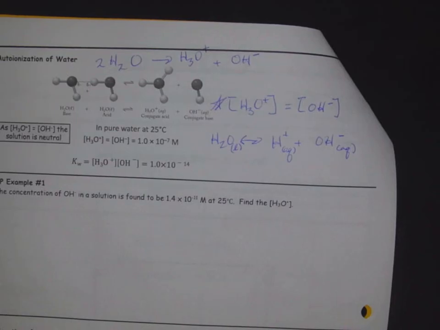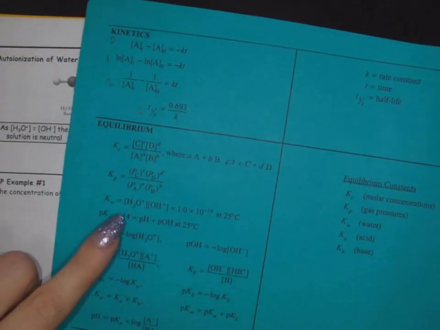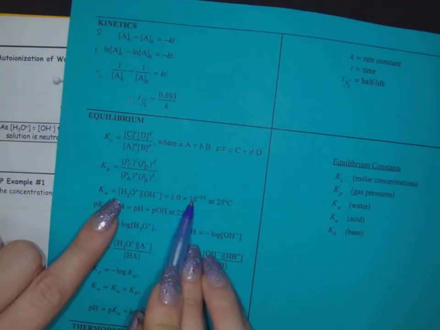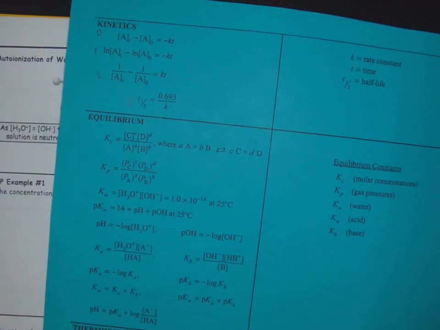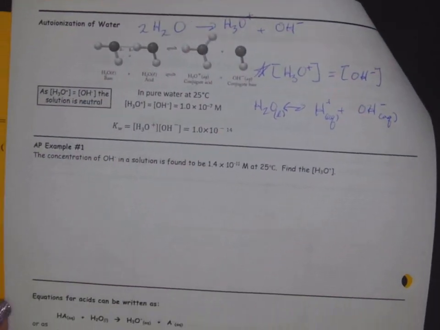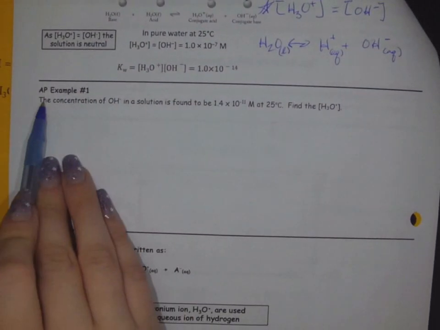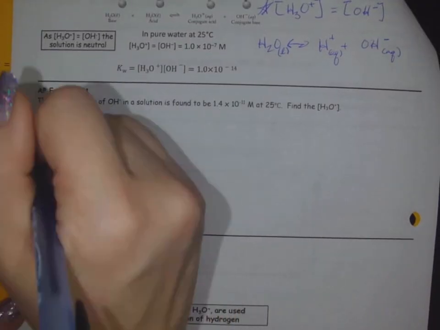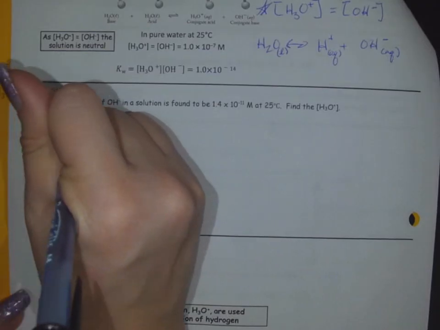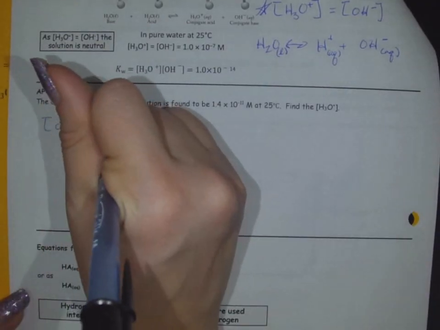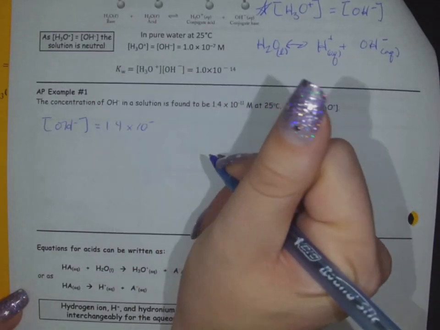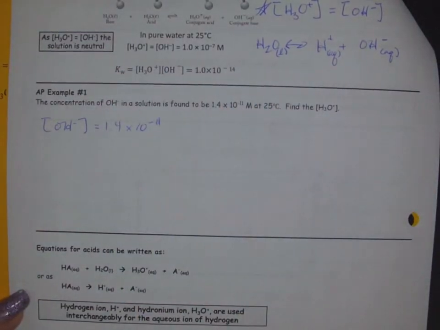All right, great. Reminder, that's provided for you. The concentration of hydronium times hydroxide is equal to 1 times 10 to the negative 14. You don't have to memorize it, but it is a really useful bit of information. So it says here, the concentration of hydroxide in a solution is found to be this. So the concentration of hydroxide is 1.4 times 10 to the negative 11 at 25 degrees Celsius.